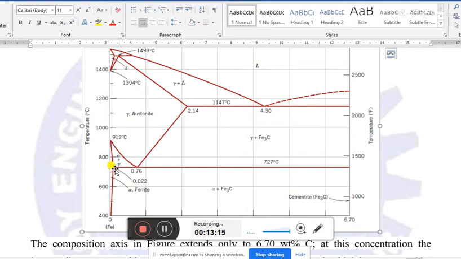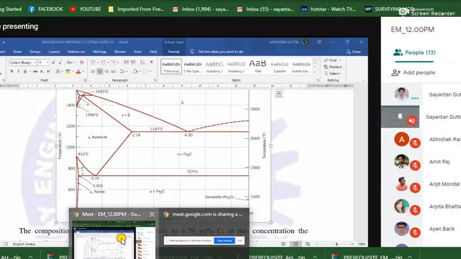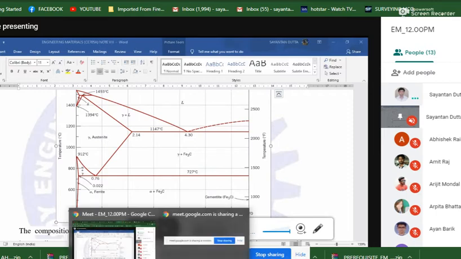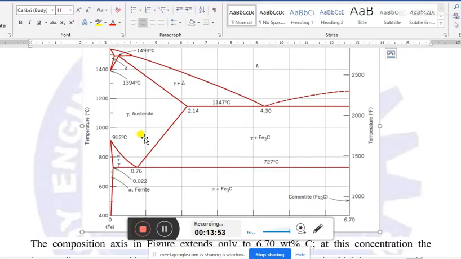The solubility of carbon will decrease up to 768 or approximately 770 degrees Celsius. Now from that temperature to 800 degrees Celsius, there will be a mixture of alpha and gamma iron, that is ferrite and austenite. We have discussed ferrite and austenite in the last class.